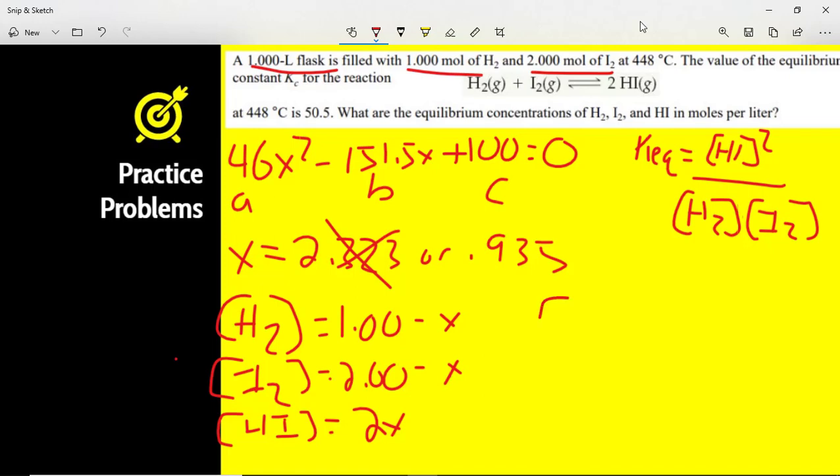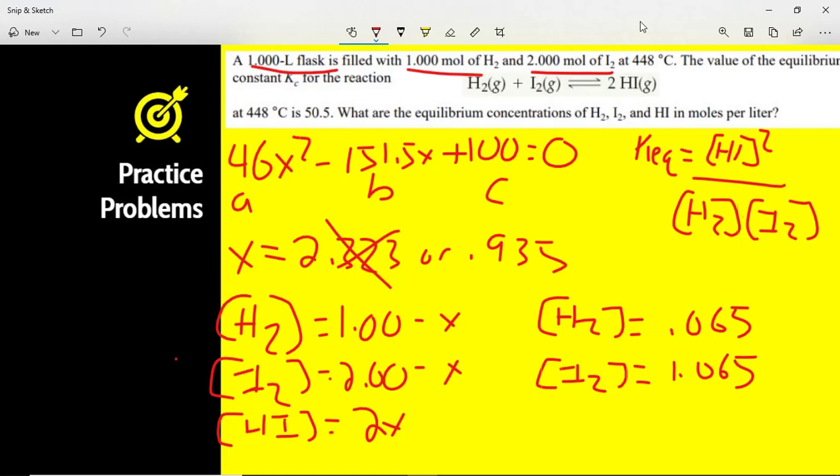So we have H2 at 0.065, I2 at 1.065, and HI, because it is doubled, 1.87 moles per liter.